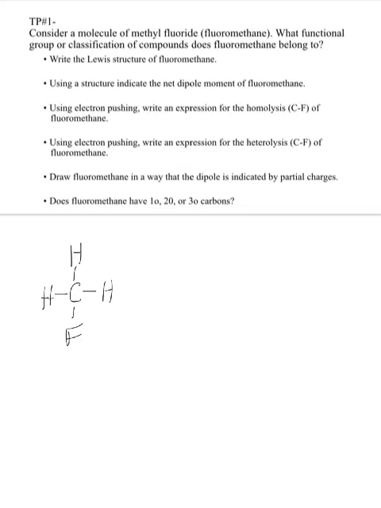Okay, so this is fluoromethane, because you know methane is just one carbon. What functional group or classification of compounds? These are alkyl halides. Alkyl halides are introduced in your Wade book in chapter 6. This is chapter 6 when you do SN1, SN2 chemistry.